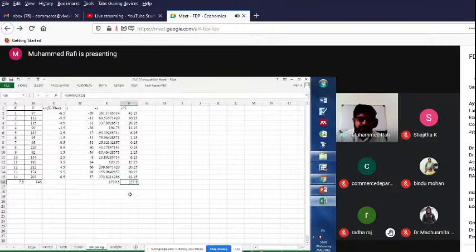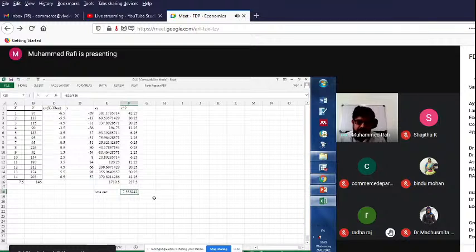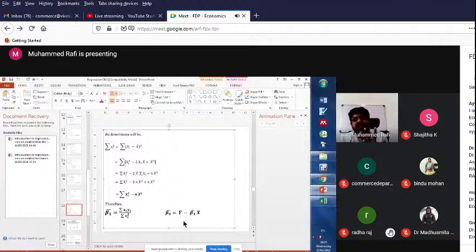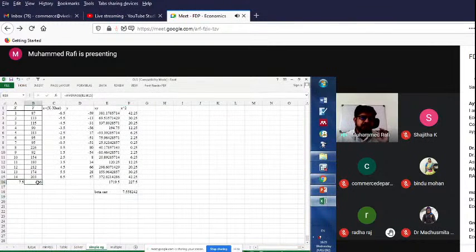Now here you can calculate the beta 1, which is equal to sigma xi yi divided by sigma xi square, 7.558. That is what we got in the earlier case, right? After so much calculation. And you can find out the value of beta 0 cap, which is y bar minus beta 1 cap x bar. So y bar is the average of y, x bar is the average of x.